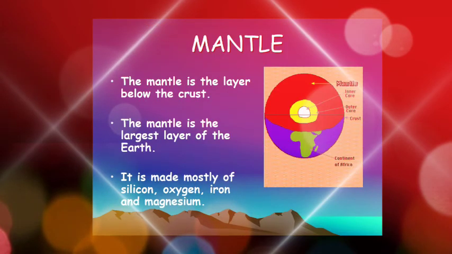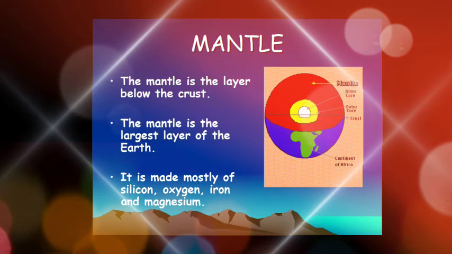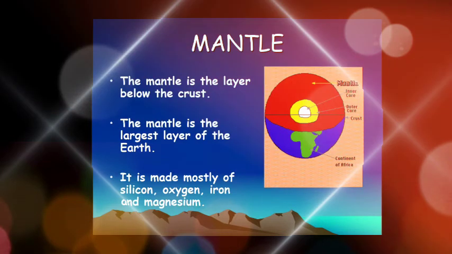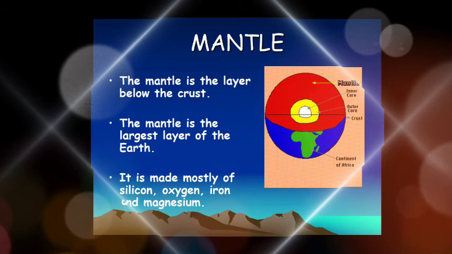Let us now proceed with mantle. Mantle is the layer below the crust. Mantle is the largest layer of the Earth. It is made mostly of silicon, oxygen, iron, and magnesium. A special feature in the mantle is the asthenosphere. Asthenosphere is the layer of the mantle where we can find what we call magma. Later on in our discussion, we will go deeper with that.